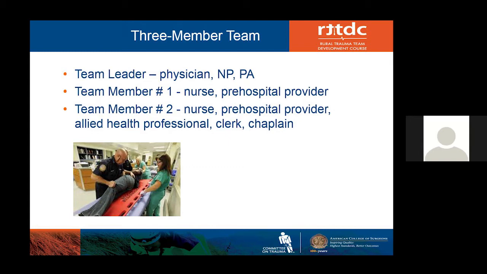or someone like a radiology tech, a clerk, or anybody that you can lay your hands on who simply can make phone calls, document things, and run and get equipment as long as they know where that equipment is beforehand. And that's where the preparation comes into play, because you literally can't send someone to get a chest tube if they don't even know what a chest tube is or what it looks like.